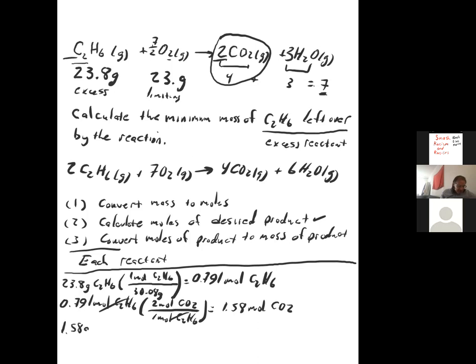1.58 moles of CO2. The molar mass of CO2 is 44.01, right? 1 carbon, 2 oxygens, that adds up to 44.01. So times 44.01, okay? So what do you get? You get 69.6 grams of CO2. Now, I'm going to write this down over here.